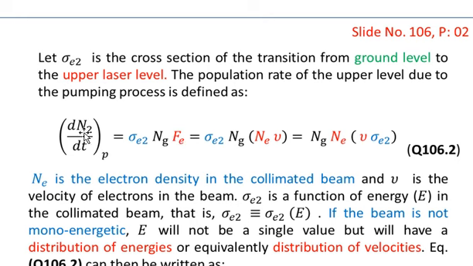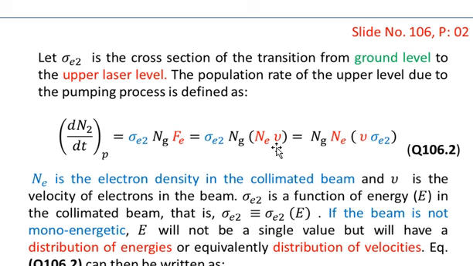You see that we are using N2, it means that we are considering only two-level atoms in which we are pumping to level number 2 and regarding level number 2 as our upper laser level. And we have given an expression on the right hand side, which is sigma E2 multiplied by Ng multiplied by Fe. Now Fe can be decomposed into Ne multiplied by V, where Ne is the electron density in the collimated electron beam, and V is the velocity of the electrons in the beam.